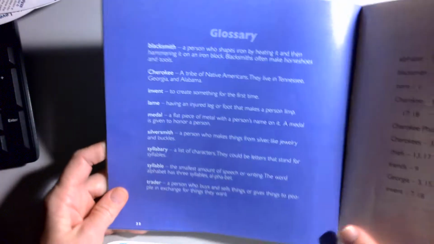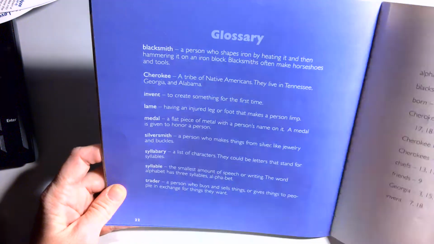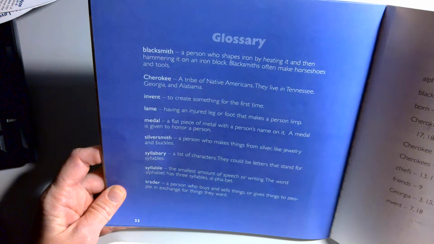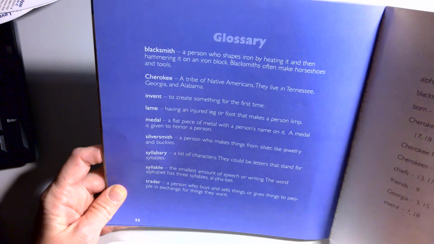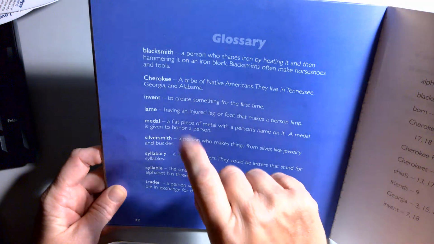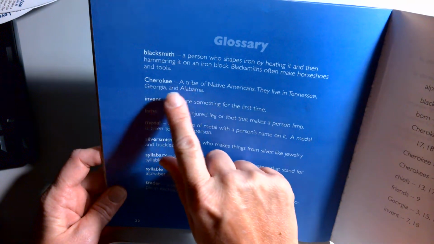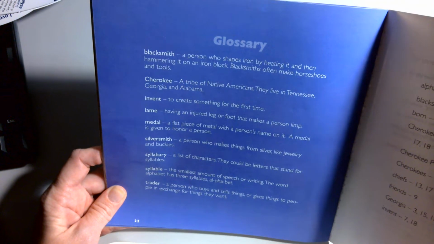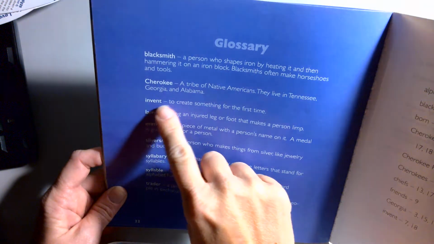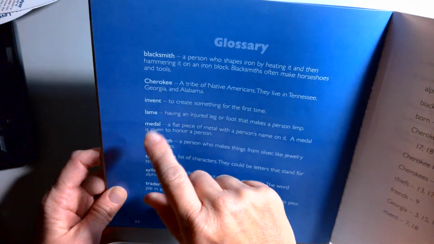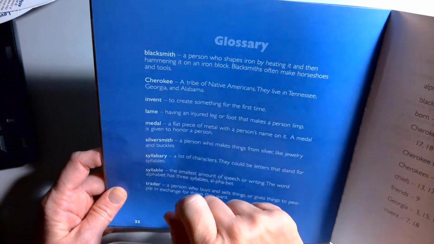Okay, and then here I am back on the last page in the glossary, and you can see the words here. The first word I have is blacksmith, and it says it's a person who shapes iron by heating it and then hammering it on an iron block. Blacksmiths often make horseshoes and tools. Cherokee, a tribe of Native Americans. They live in Tennessee, Georgia, and Alabama. And we've been learning about the Cherokee and Creek Native Americans that lived in Georgia. Invent, to create something for the first time. Lame, we read that one. It's having an injured leg or foot that makes a person limp.